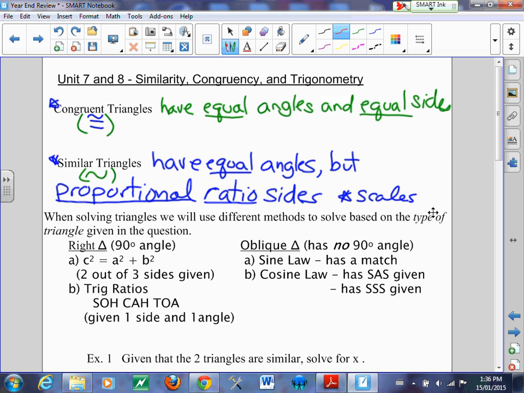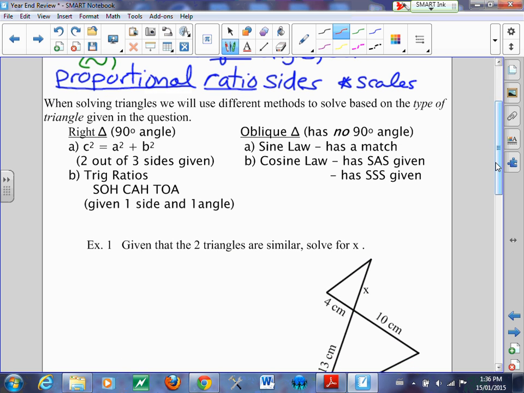All right. Ladies and gentlemen, here is a copy of what you wrote down, probably lesson, I think, 8.0. And here's the strategy we use for solving triangles with trig. When solving triangles, we have to discuss the different methods used based on the type of triangle. So if it's a right triangle, you're either using Pythagorean theorem, which is c squared equals a squared plus b squared, or if it's a right triangle, using SOHCAHTOA. Use SOHCAHTOA when you are either finding an angle or when an angle is given.